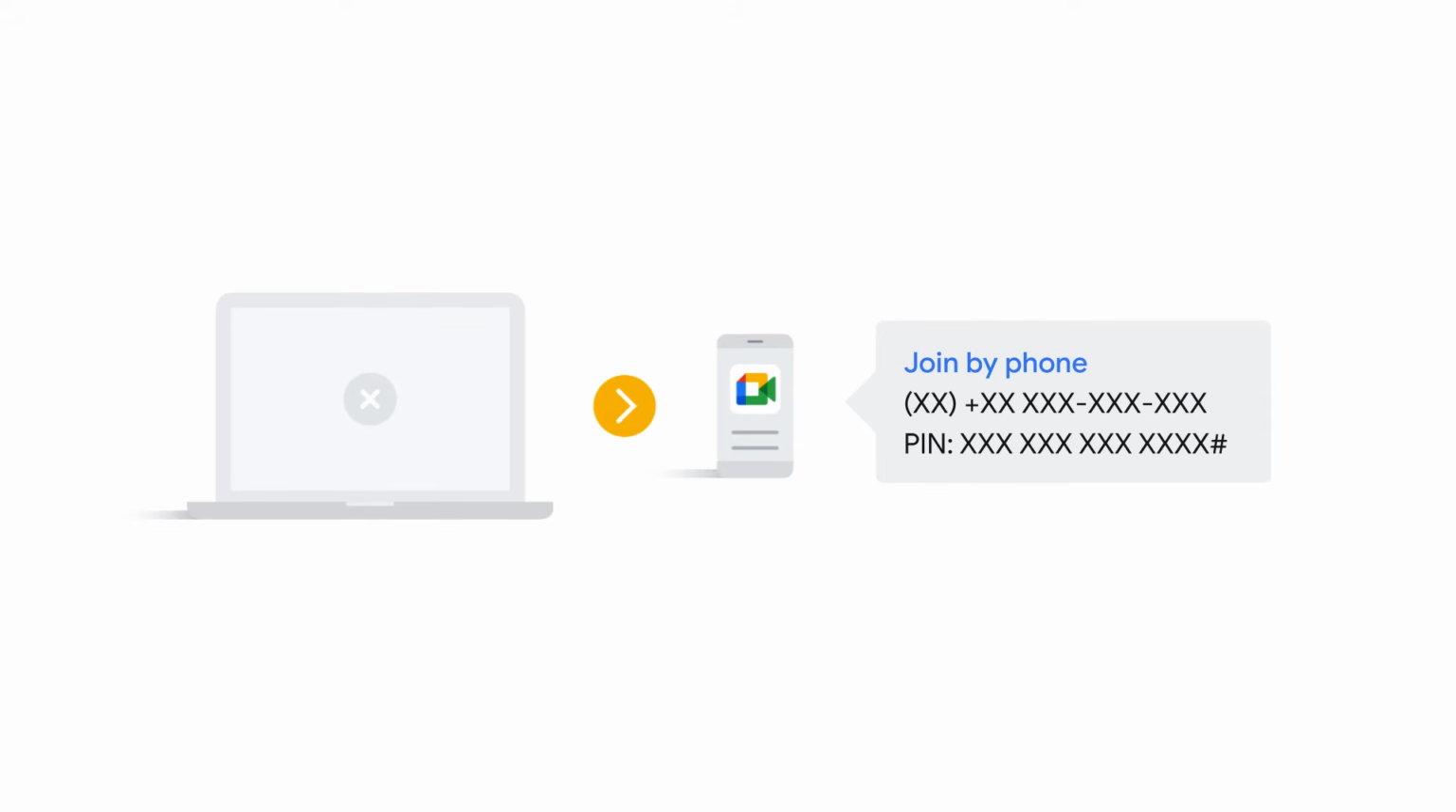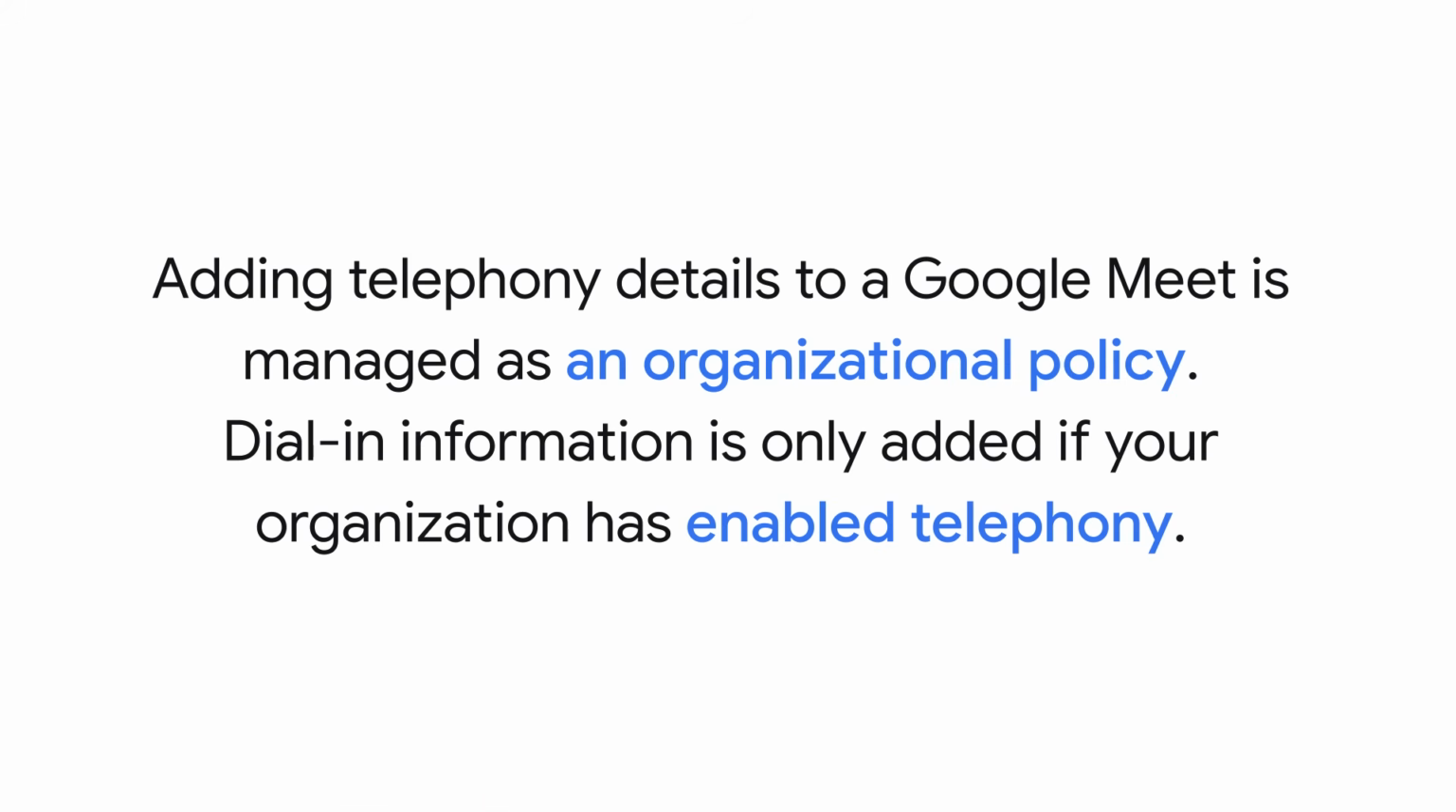If you're away from your computer, you can still participate in Google Meet by dialing into the phone number for the meeting and entering the PIN. The phone number and PIN are displayed in the calendar event. Adding telephony details to a Google Meet is managed as an organizational policy. Dial-in information is only added if your organization has enabled telephony.